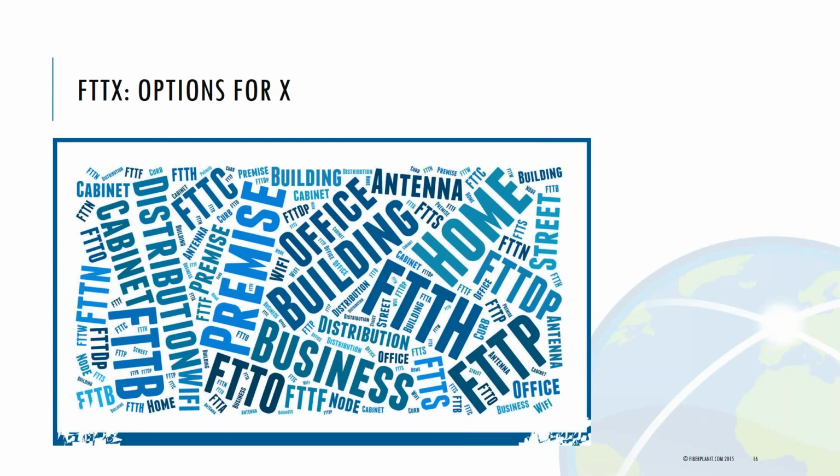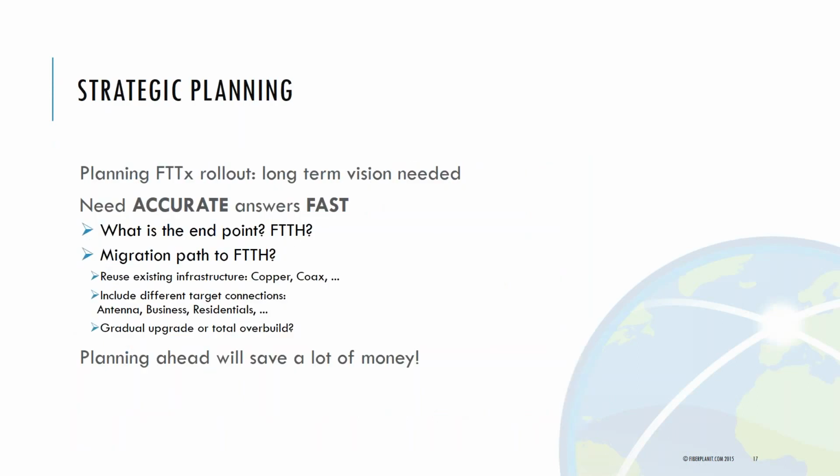And then there are also some variations of FTTx where the X represents different market segments, like fiber to the office or fiber to the antenna. So within such a context, and looking at the strategic planning stages, it's very important to make the right decisions amongst all these options and decide how to build the network of the future.